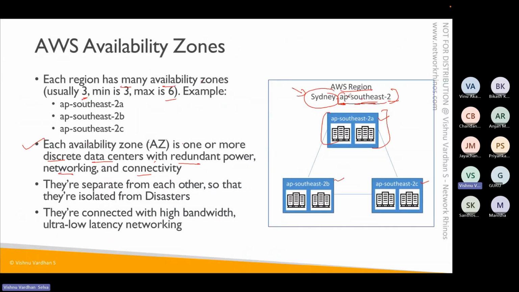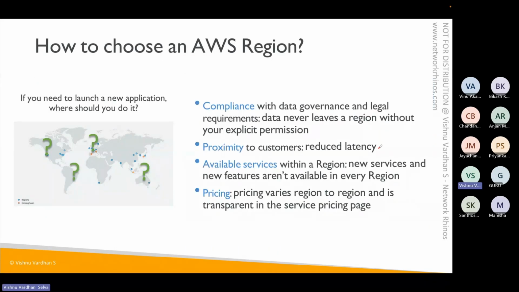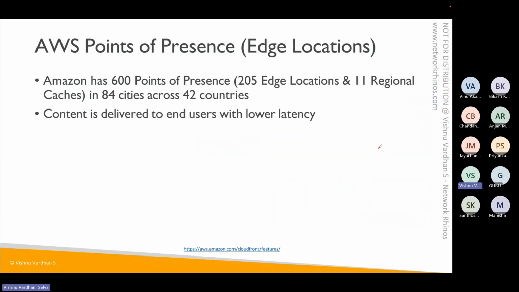Now they are separated from each other so that they are isolated from disasters. And they are connected with a high bandwidth, ultra low latency network, which means these data centers are interconnected using a very high speed link. Actually, it's a very big high speed link. Now, understood the region and availability zone. The last point is AWS point of presence.